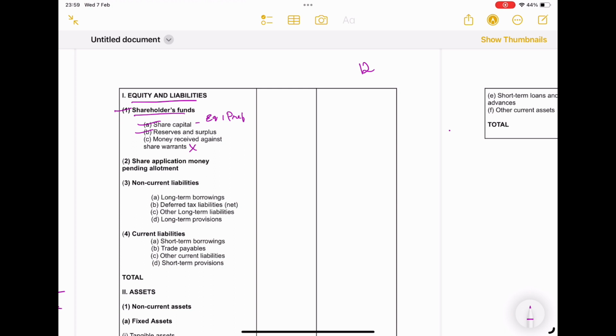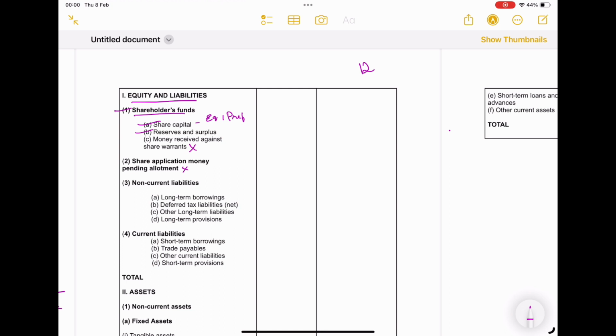Only the points which I have marked as tick, that one is very important for you. Share application money pending for allotment, this is also something we are not going to learn at this level.